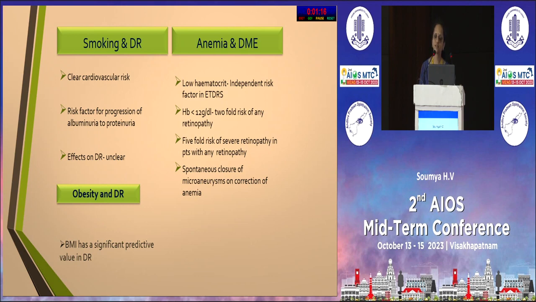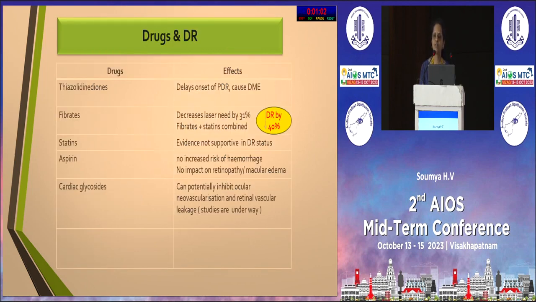Now, among the other risk factors, hemoglobin of less than 12 grams is associated with a twofold risk of any retinopathy. The interesting fact to know is that there is spontaneous closure of microaneurysms on correction of anemia. Now, coming to drugs and retinopathy, thiazolidinediones delay the onset of proliferation but may cause DME. The combination of fibrates and statins is known to decrease the occurrence and progression by about 40%.